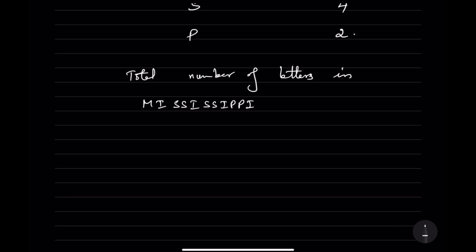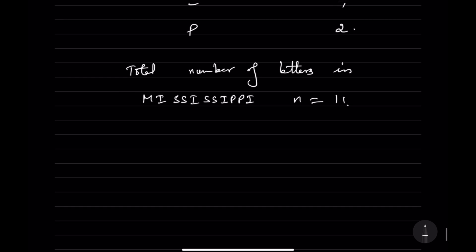So here what is the total number of letters in Mississippi? That is N is equal to 11 in total. You can count and see. Now here, what is the R value? So here R is also 11.